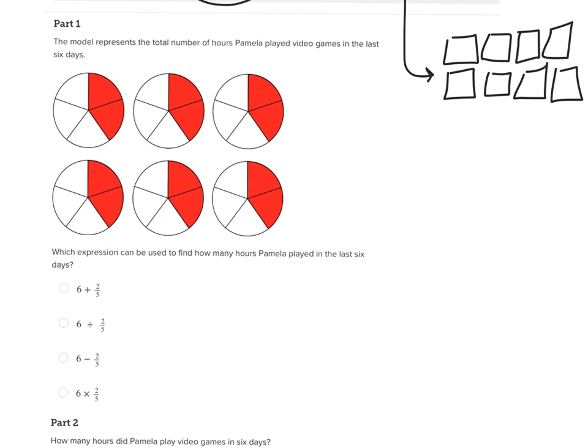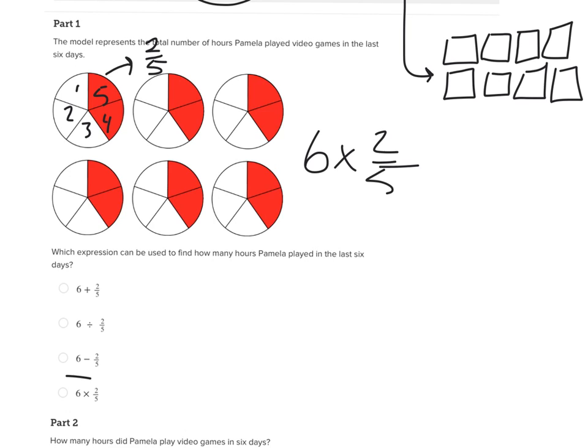All right. Let's look at part 1 of this next question. The model represents the total number of hours Pamela played video games in the last 6 days. Which expression can be used to find how many hours Pamela played in the last 6 days? Well, first off, what does each of these pictures represent, these models? So there are how many pieces in the whole? 5. 1, 2, 3, 4, 5 in each whole thing. And how many are shaded in? 2. So I've got 2/5. How many times? 6 times. 1, 2, 3, 4, 5, 6. So I have 6 times 2/5. There you go.